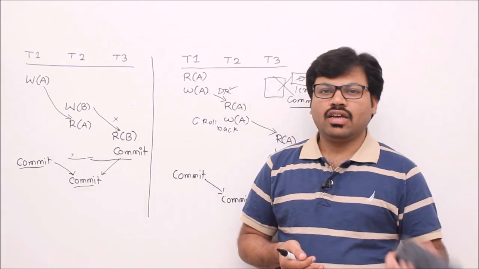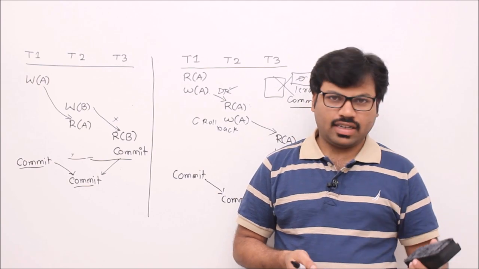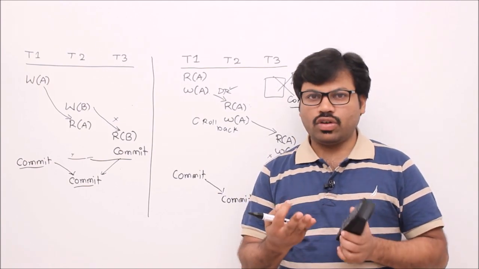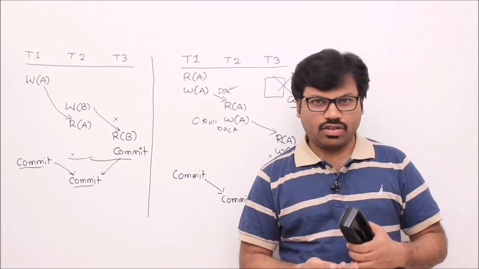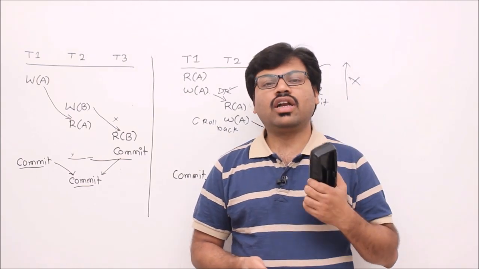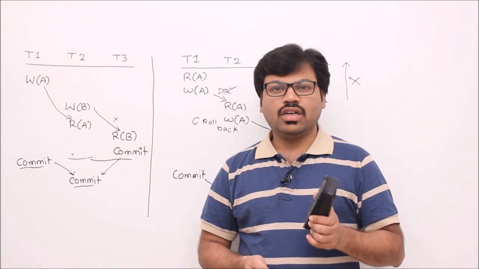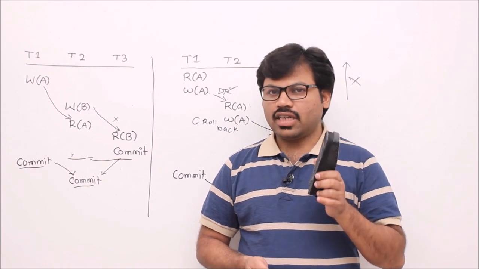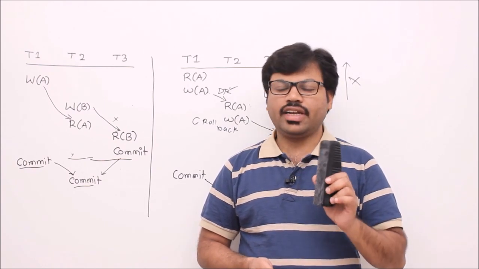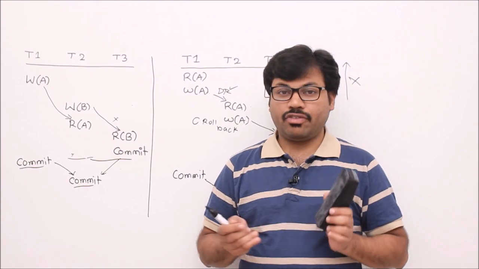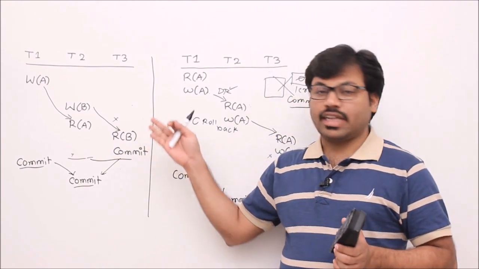Finally, either cascading rollback or cascadeless schedules, both are really good if you compare them with non-recoverable schedules. But at no moment should we allow non-recoverable schedules, because their committed transaction has to be rolled back. So that is a very dangerous thing. Generally it is not preferable. This is about the schedules. Okay.